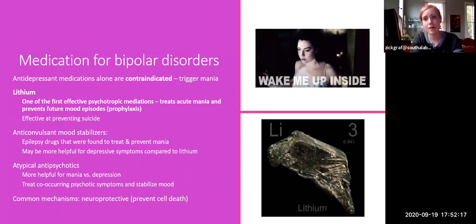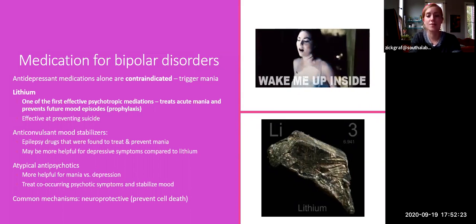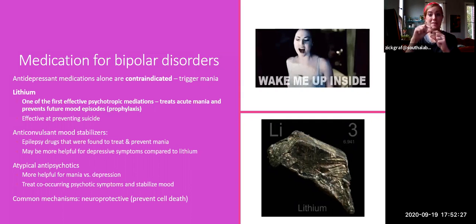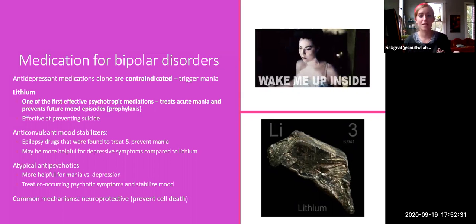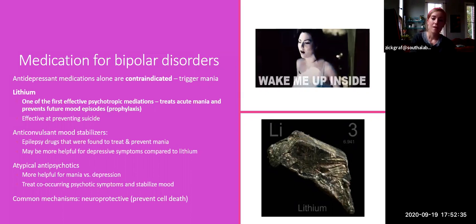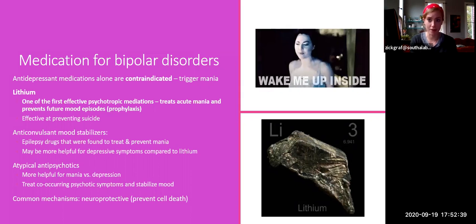Lithium doesn't work for everyone, and it also has what's known as a narrow therapeutic window, where the dose that you need for it to work is very close to the dose where it becomes lethal. So it's easy to accidentally overdose on lithium, and even if you don't overdose, it can have negative effects on your liver function. So being on lithium requires constant blood work and monitoring your liver levels. So it's not for everyone. It's a hard drug to be on.